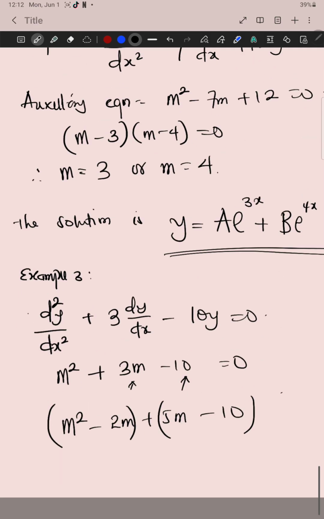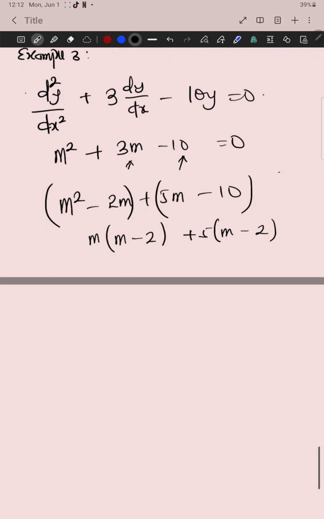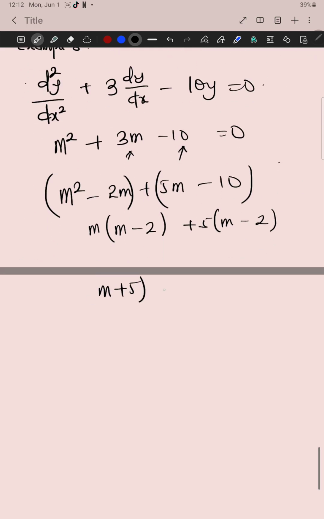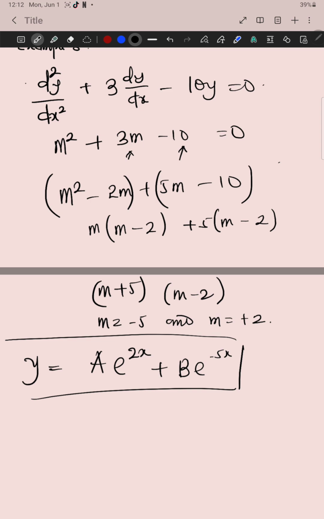So we have m in the bracket (m minus 2) plus 5 in the bracket (m minus 2). So we have (m plus 5) and (m minus 2). So it means that m is equal to minus 5 and m is equal to plus 2. True or false? So if m is minus 5 and m is equal to plus 2, it means that our y is equal to A e to the 2x plus B e to the minus 5x. It is very simple. Do you understand?